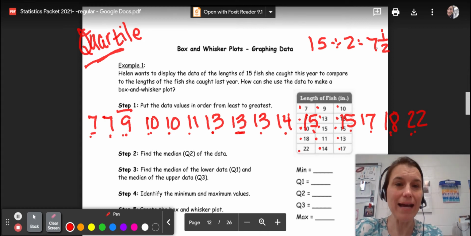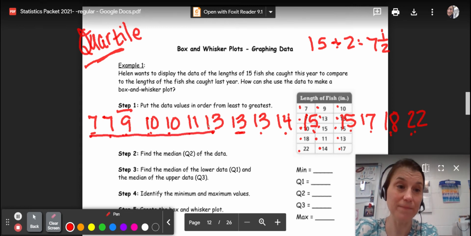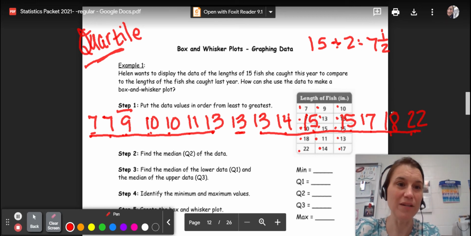So because that's 7.5, that means that 7 numbers will be on this side here, and 7 numbers on this side here. 1, 2, 3, 4, 5, 6, 7, and 7 over here, and then this eighth number is in the middle. Now we know we call the middle the median, and we've now found the median.